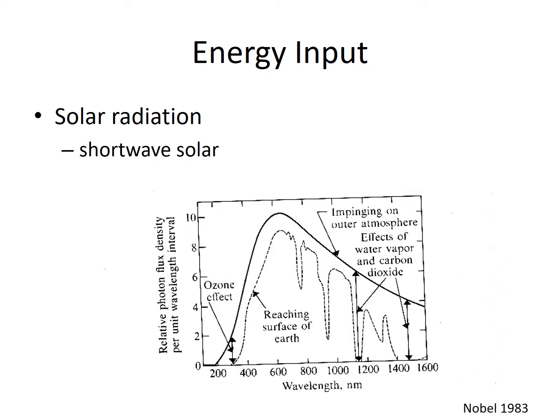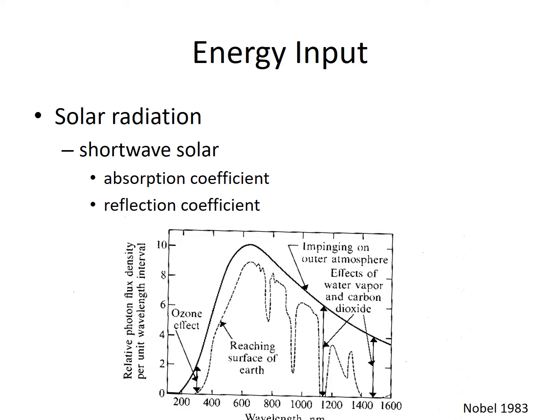So the first category of incoming solar radiation is shortwave solar radiation. This is radiation in the visible and shorter wavelengths received directly from the sun. The amount of shortwave solar radiation absorbed by a leaf is determined by the absorption coefficient. And the absorption coefficient is just a number from 0 to 1 that indicates what fraction of incoming shortwave radiation is absorbed by that surface.